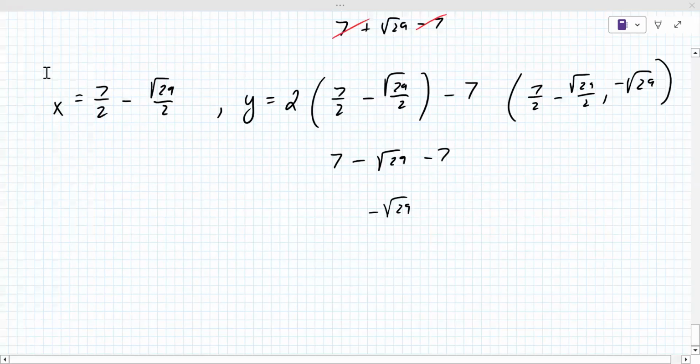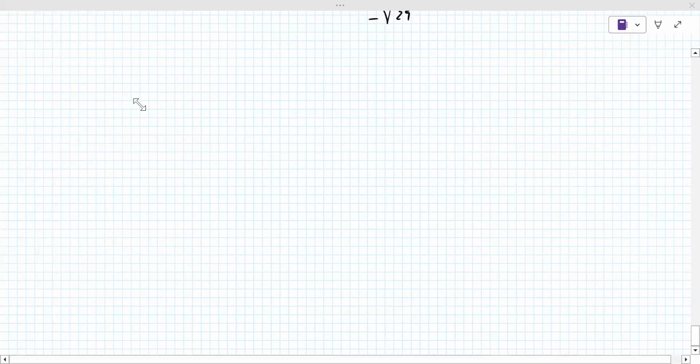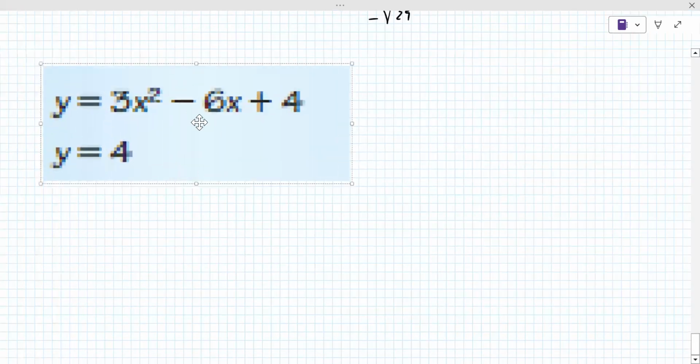All right. So what I want you to do is solve this in any way you want, however you want, but I want you to solve it. Substitution, elimination, graphing, whatever you want.